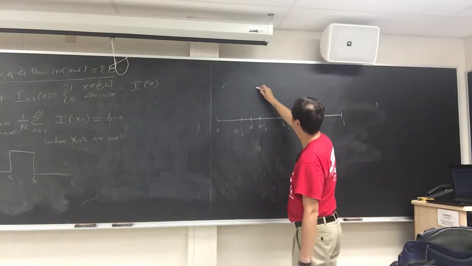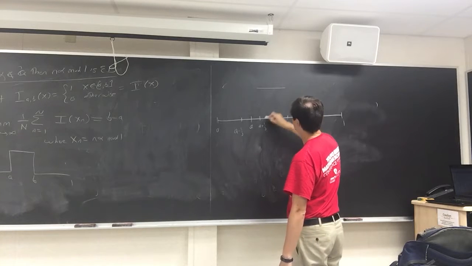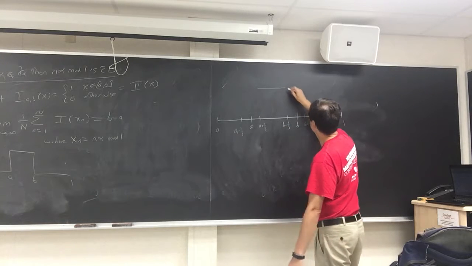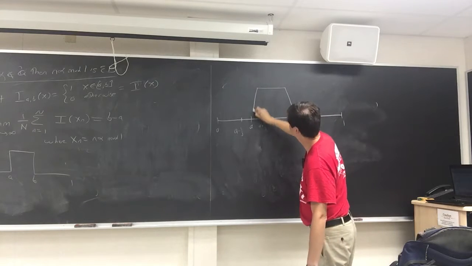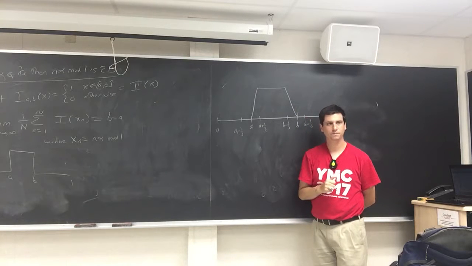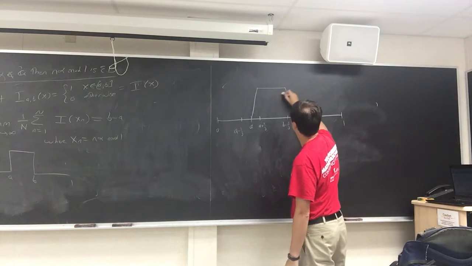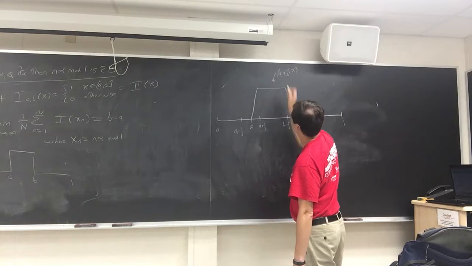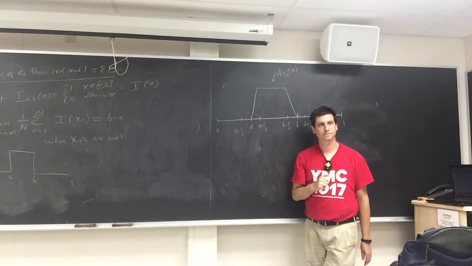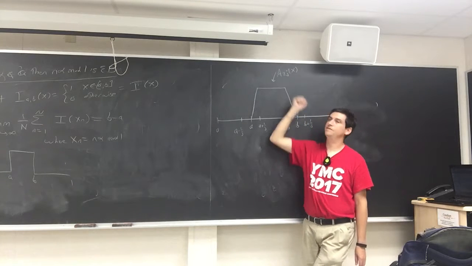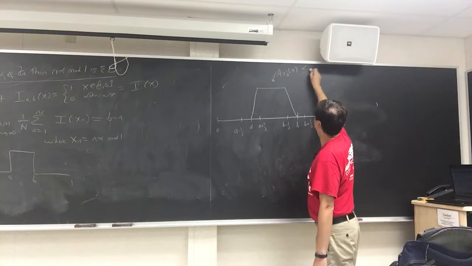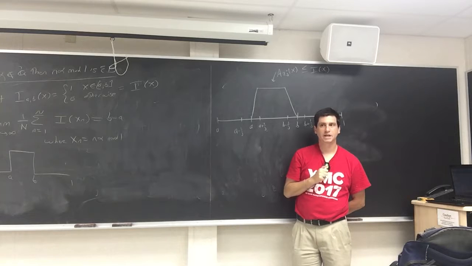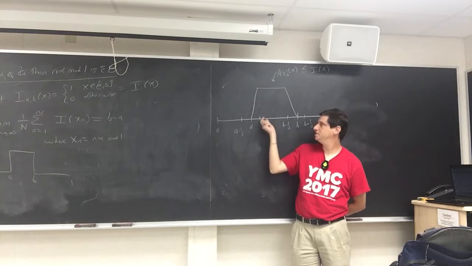So I'll define the function to be 1 between a plus 1 over j and b minus 1 over j, and then go straight down to a and b. So we'll call this function A_{2j}(x). Notice A_{2j}(x) is going to be less than or equal to I(x). If j is enormous, is this a big deal?